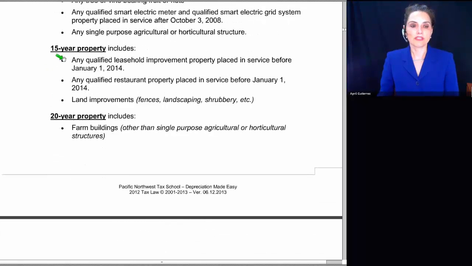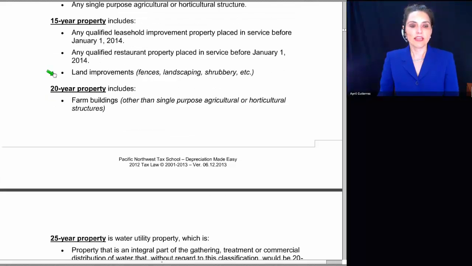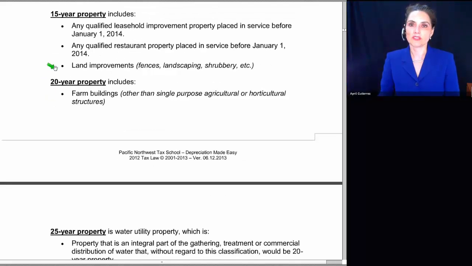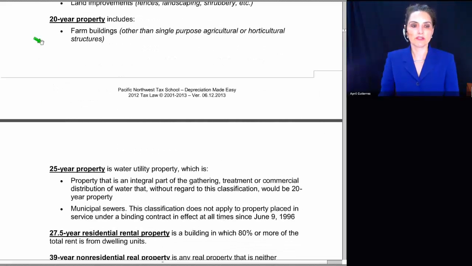15-year property includes any qualified leasehold improvement property placed in service before January 1, 2014, any qualified restaurant property placed in service before January 1, 2014, and other types of land improvements such as fences, landscaping, and shrubbery. 20-year property includes farm buildings that are not single-purpose agricultural or horticultural structures.